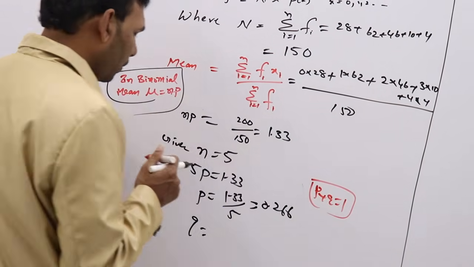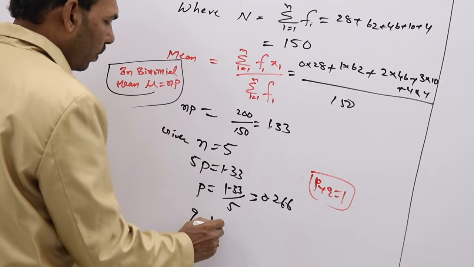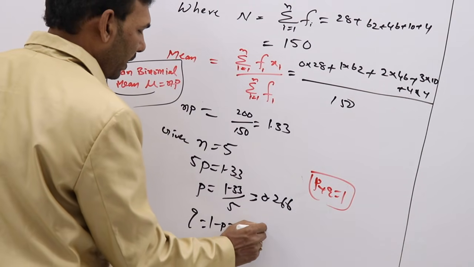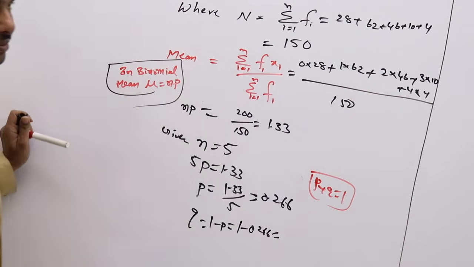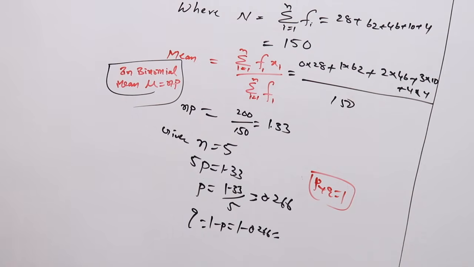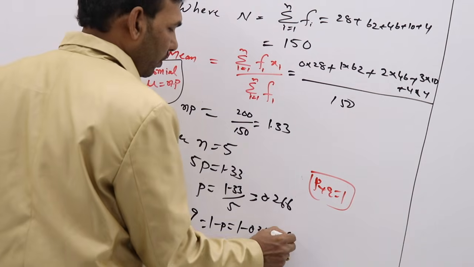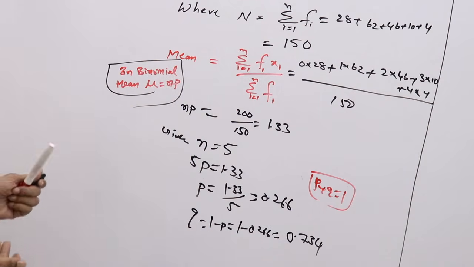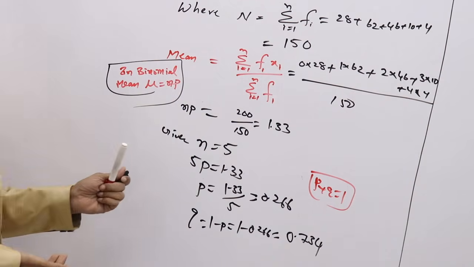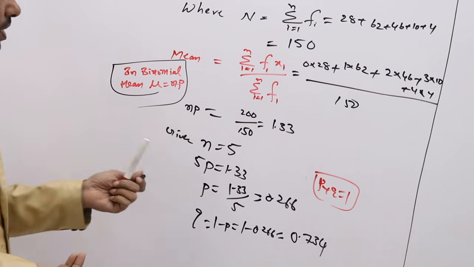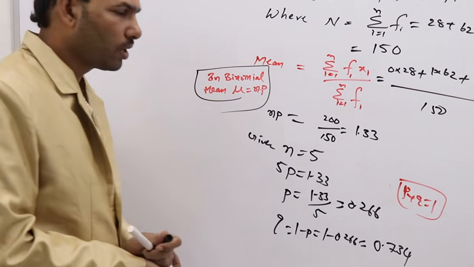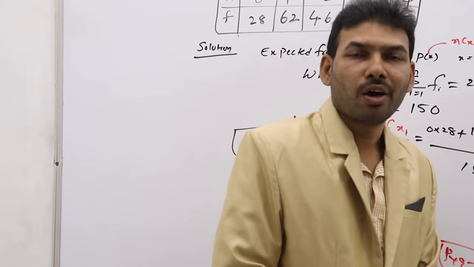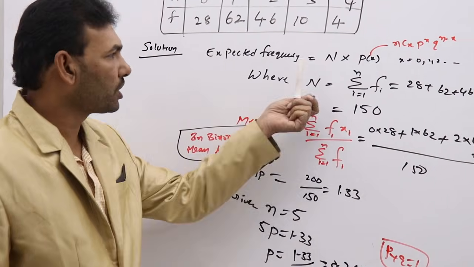From this, what is q? q is 1 minus p, 1 minus 0.266. You will get 0.734 as the q value. Now we know all the values: n value, p value, q value. Now we need to fit the binomial distribution using that formula.